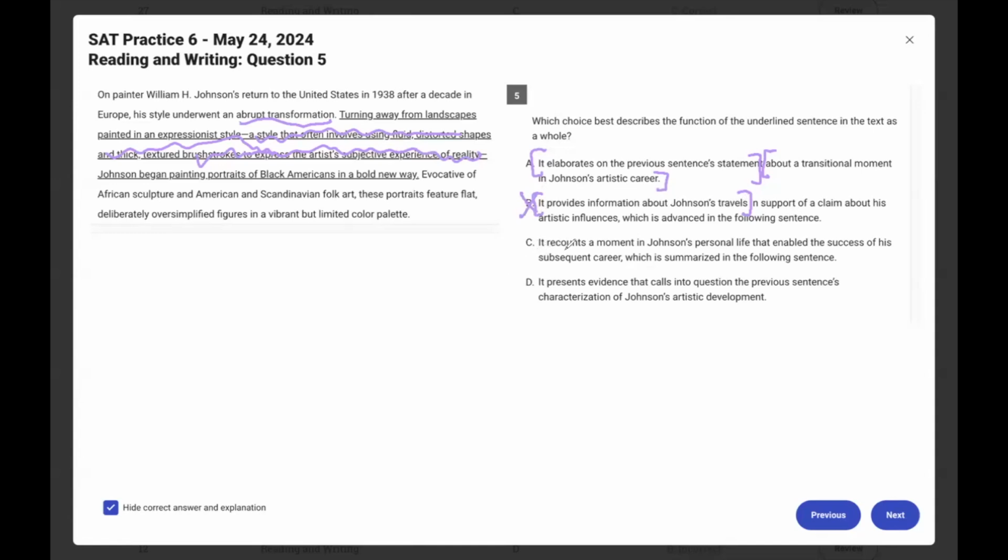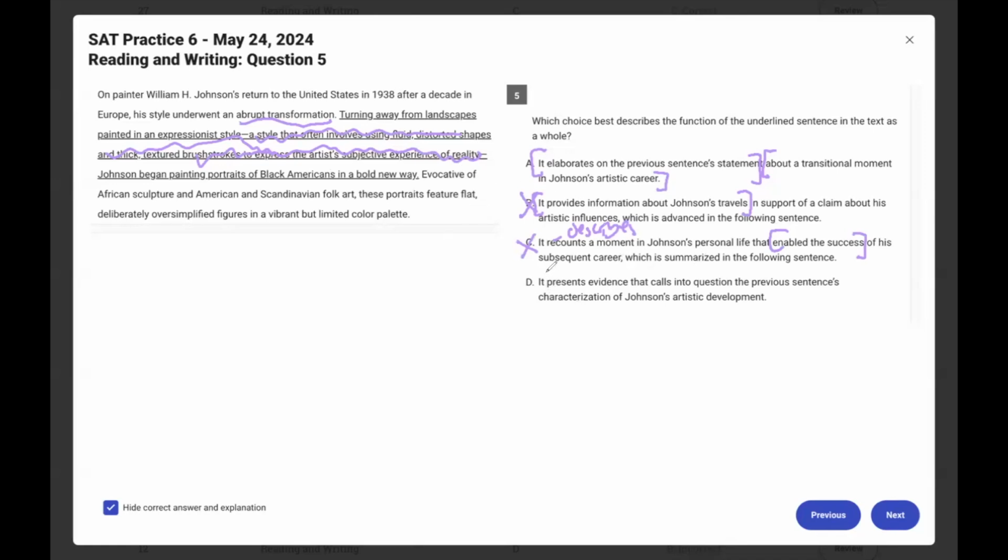Choice C says it recounts, or in other words, it describes a moment in Jonson's personal life that enabled the success of his subsequent career, which is summarized in the following sentence. So, does the passage say anything about Jonson's success? We could assume he's successful, but it doesn't actually say that anywhere in this passage. So we can cross this off. This is untrue. And the underlined portion especially doesn't talk about his success. It's only given us information about how his artistic style changed.